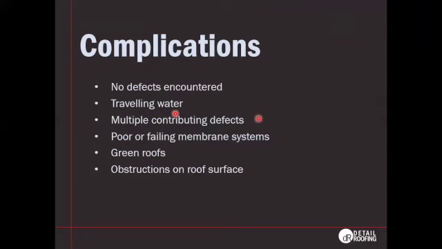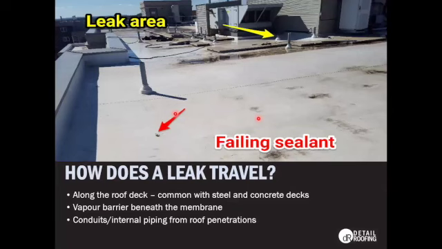So in those cases, the investigation does become a bit more of a trial and error, which is very common with tracing leaks. Green roofs and obstructions on the roof are also complications that can arise. So as you can see here in this photo, the leak area that when we traced out was directly above the area was all the way over here.